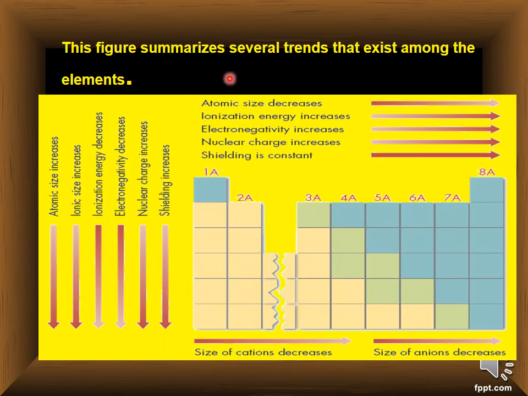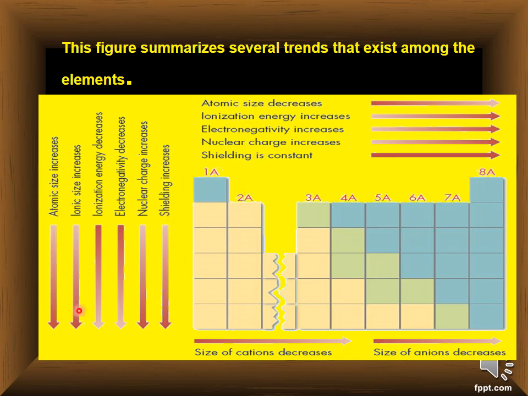Next, we are going to summarize everything here: atomic size, atomic number, ionization, everything. Remember, from left to right atomic size decreases, ionization energy increases, electronegativity increases, nuclear charge increases, and the shielding effect remains constant. Atomic size decreases because of the nuclear charge increase. Nuclear charge means the number of protons increases, and the shielding effect remaining constant means the number of shells remains the same.